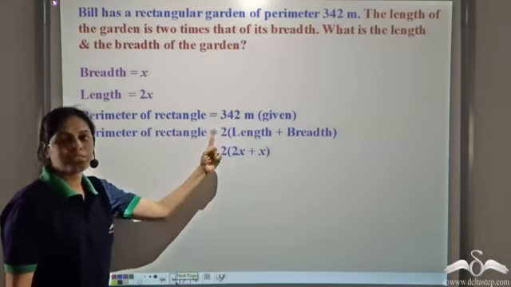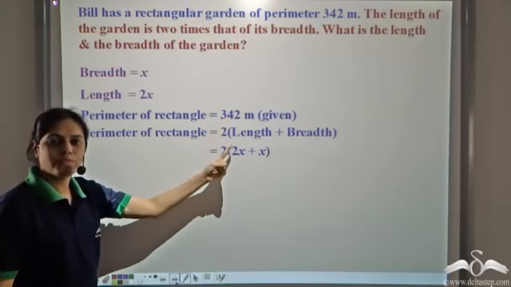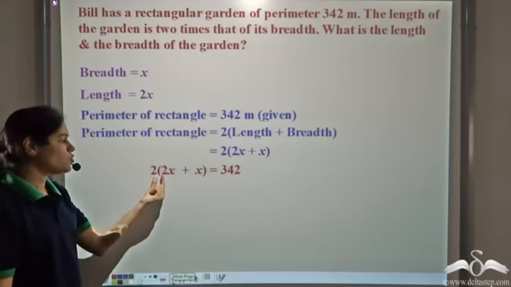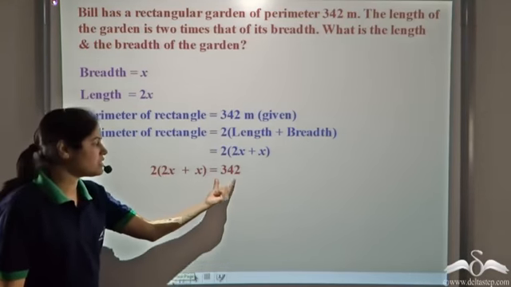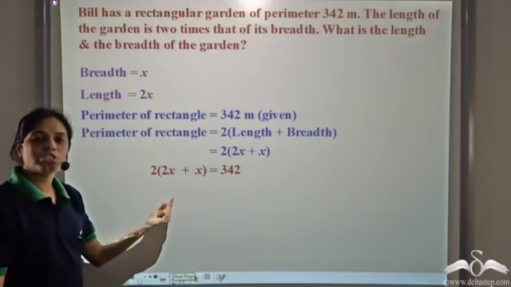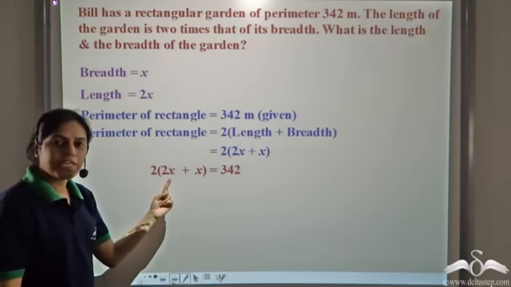Even this is the perimeter, and this is the perimeter. So we can equate these two. So let us equate these two. 2 into (2x plus x) is equal to 342. This is a linear equation in one variable, and we can solve this to find the value of x.